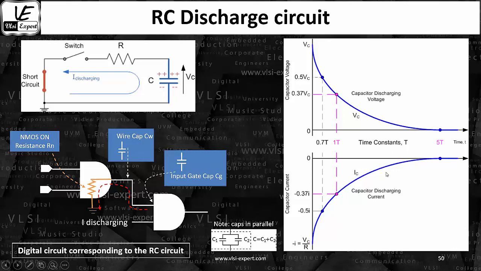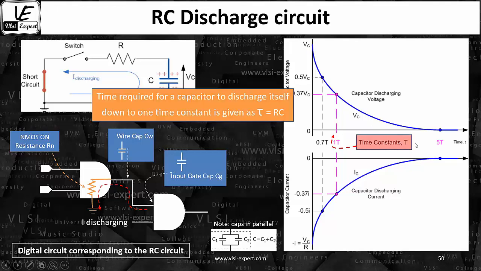And when it comes to the time constant, again this is 1t, the discharge time, and that is considered as the time constant, that is the RC. So the time taken by the capacitor to discharge from VC to 37% of the VC, this much time is considered as tau. That means that is considered as RC.